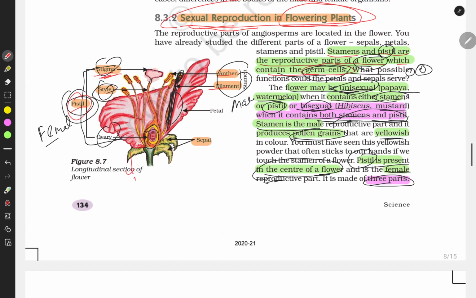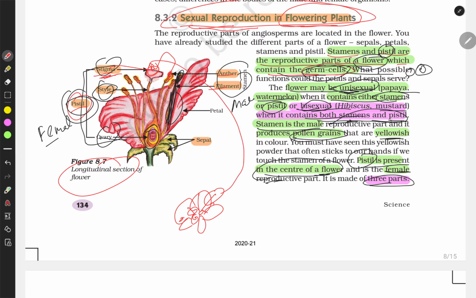So this is the flower, which is a bisexual flower. If the pollen grains from this stamen get stuck onto this stigma, this is called self-pollination. Or suppose pollen from another flower, by the process of wind or bees, somehow gets stuck onto the stigma, and this type of pollination is called cross-pollination.